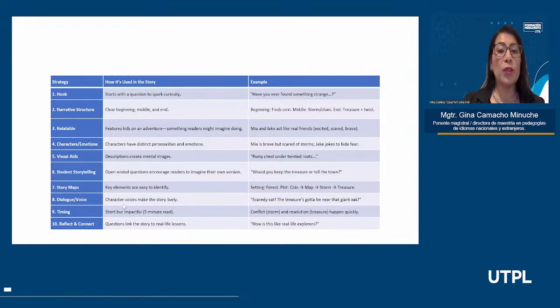Dialogue. Character voices make the story lively. When you tell your students any story, you change your voice, right? In order to characterize each of the characters there, your voice has to, you need to raise your intonation. Sometimes you need to lower it and so on. So you create that nice environment in your class and you catch the attention of your students. For example, Scarlet Cat: The treasure's gotta be near the giant oak. Oak is a kind of tree.